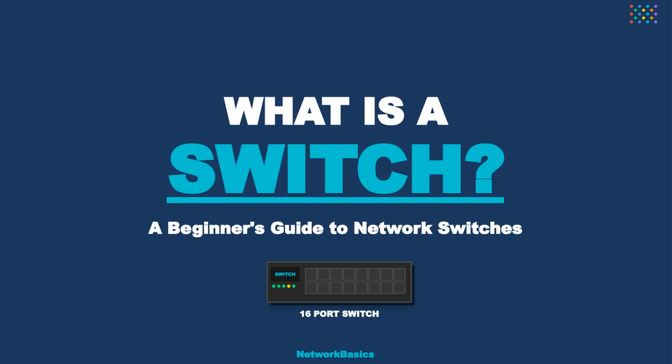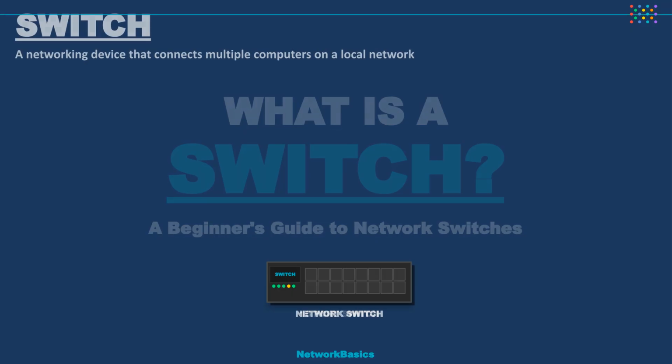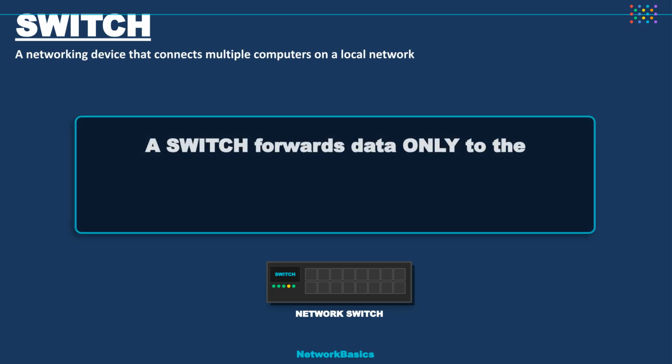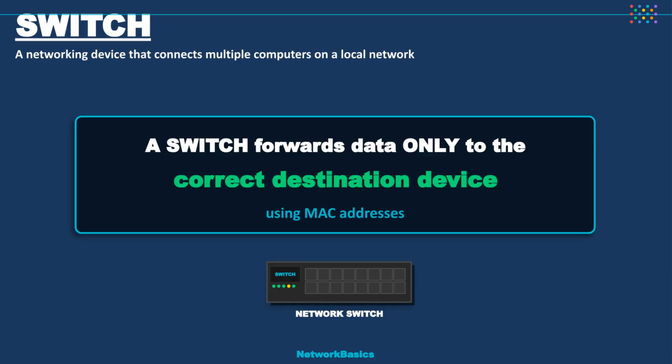Welcome to this video, a beginner's guide to understanding what a network switch is and how it functions. A switch is a networking device that connects multiple computers on a local network. A key feature is that a switch intelligently forwards data only to the correct destination device using MAC addresses.